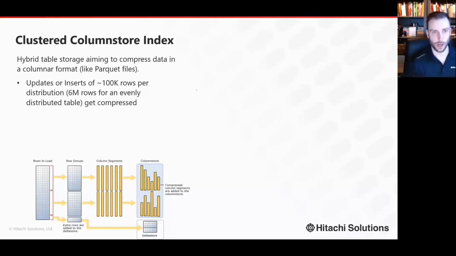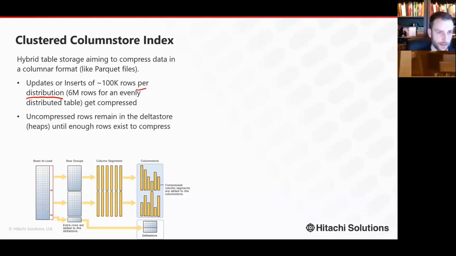Updates or inserts of 100,000 rows per distribution need to take place, and that's 6 million rows for an evenly distributed table, in order for that data to get compressed. So if you're performing what they call trickle inserts, like slowly inserting small amounts of data, it's really not going to be a good candidate for clustered columnstore, because it's not going to automatically compress that data.